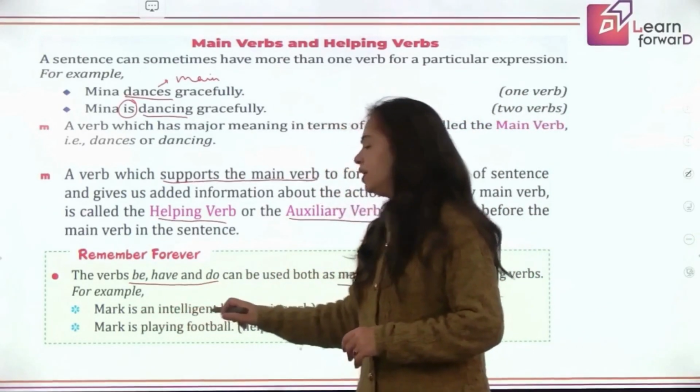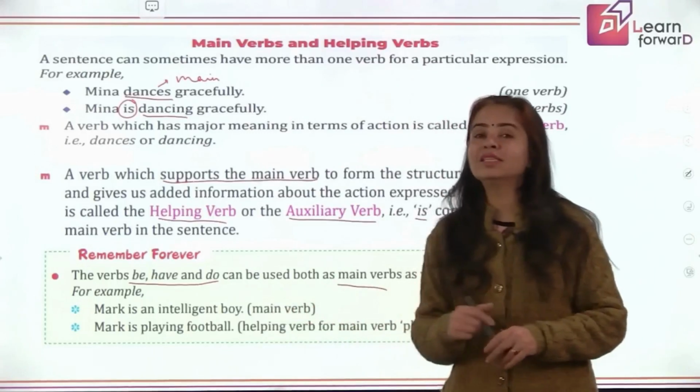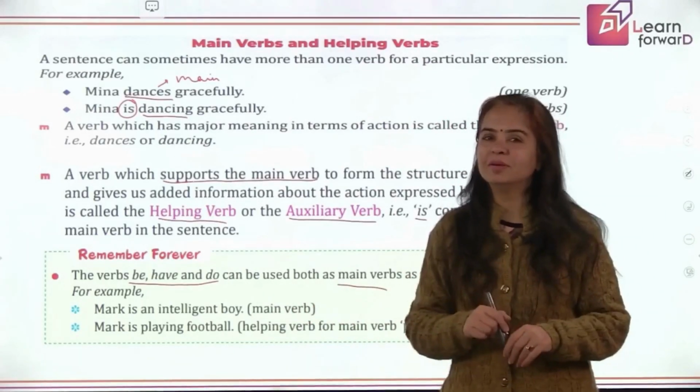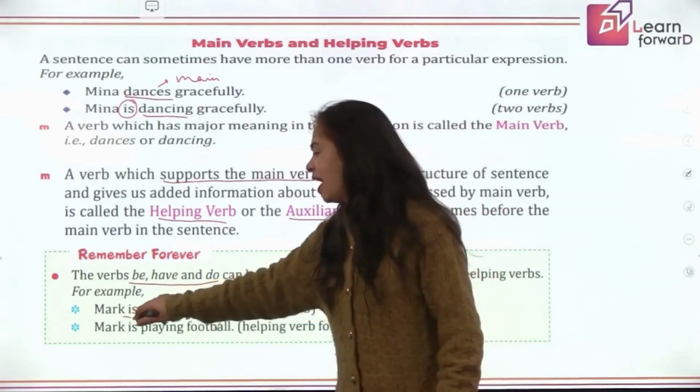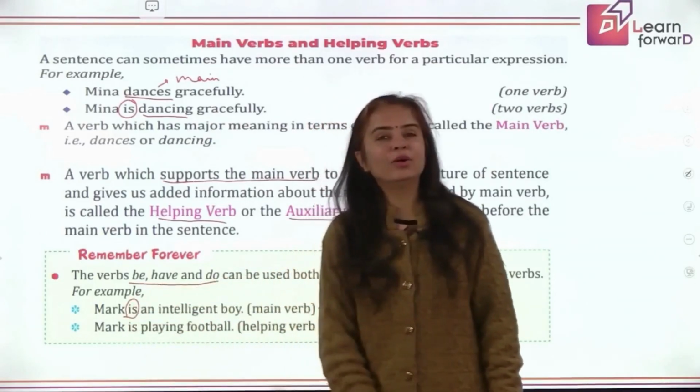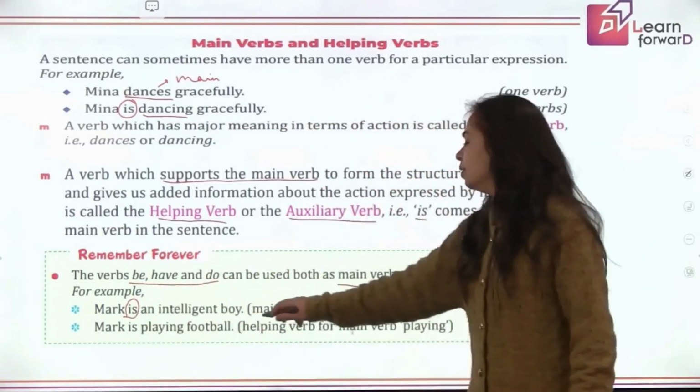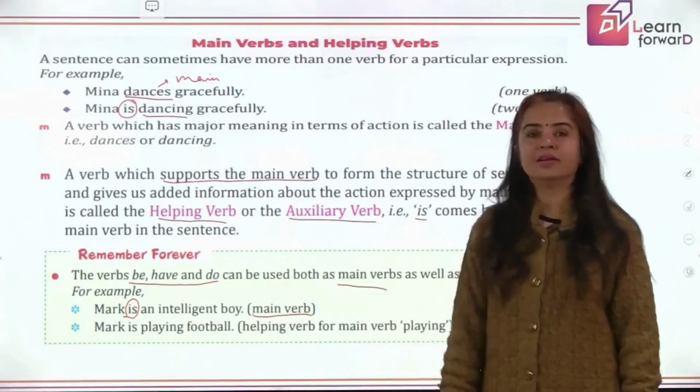Mark is an intelligent boy. Now in this sentence, what is the verb? Only "is", and it is standing alone. So "is" is the main verb here, right?